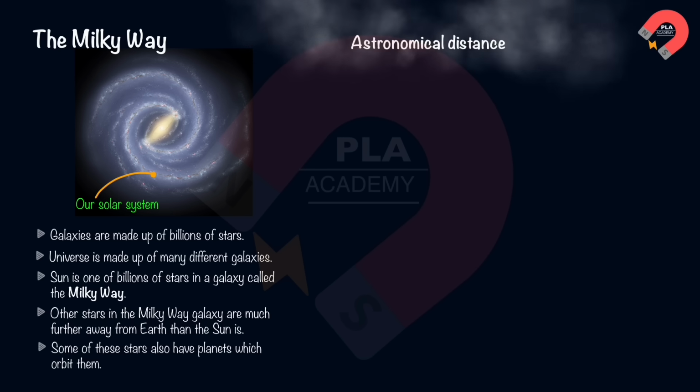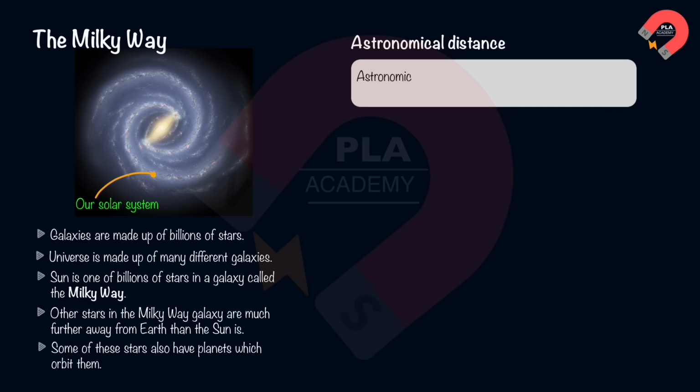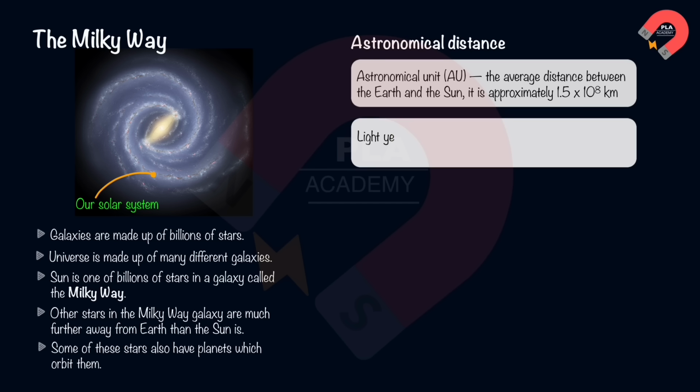Astronomical distance. Stars are so far apart that astronomers use special units to measure their distances. An astronomical unit, AU, is the average distance between the Earth and the Sun. It is approximately 1.5 times 10 to the power of 8 kilometers. Light year. 1 light year is the distance that light travels in 1 year. It is approximately 9.5 times 10 to the power of 12 kilometers.